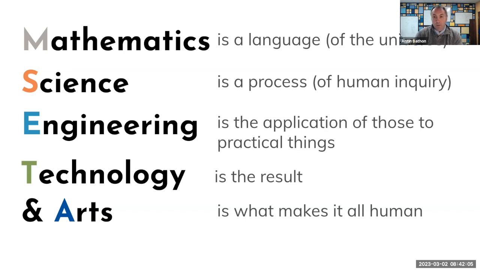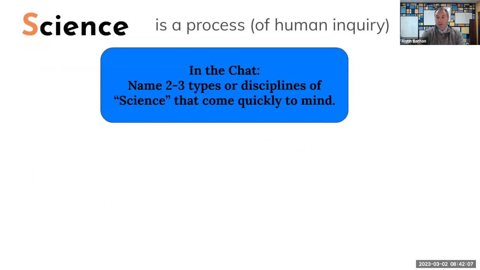All right, now to the one that I think lives above the others. Sorry if you happen to be the super techie, engineering, mathematics type, or artsy, I love all those too, but this one sort of drives the show. Science is a process of human inquiry. So over in the chat, as we think about science, what are some of the disciplines of science that come to mind for you? Scientific disciplines, when you think science, go for it, throw them over in the chat.